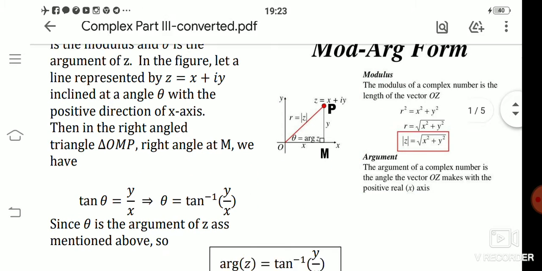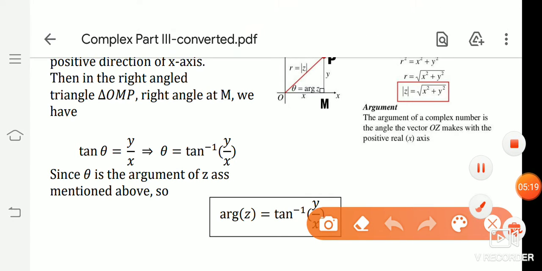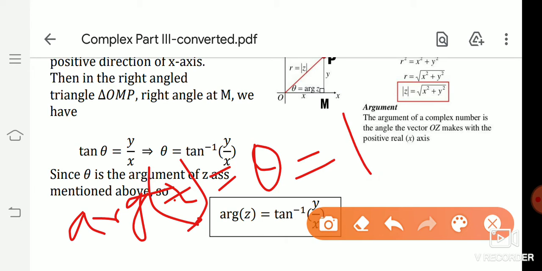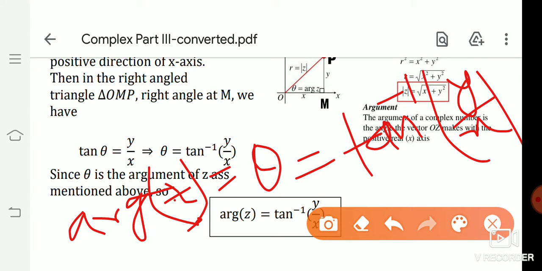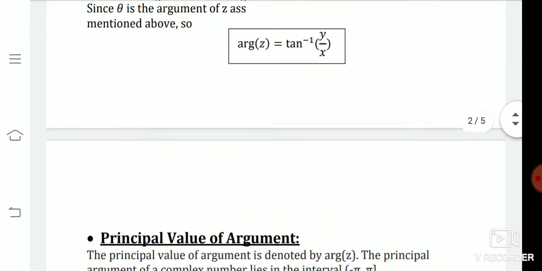Since theta is the argument of z, as mentioned above, we can also write that argument of z is equal to theta. Here it is not written, but we can write that argument of z equals theta equals tan inverse of y by x. Okay, you can write this. This is the argument of that number.